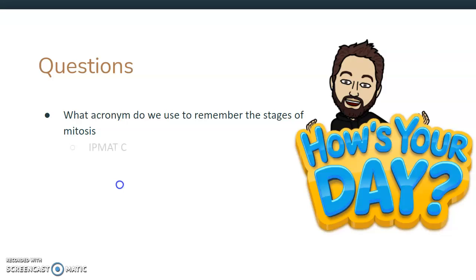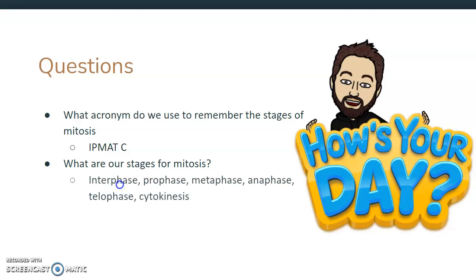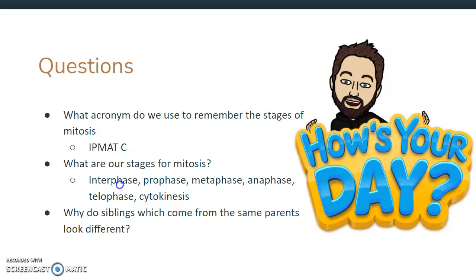we use our acronym IPMAT-C. That's how I like to say it. Sometimes IPMAT is just enough, but these are our acronyms for each stage. So of course, using this acronym, what are our stages? Well, we have interphase, which is I, prophase is P, M is metaphase, A is anaphase, T is telophase, and C is cytokinesis.